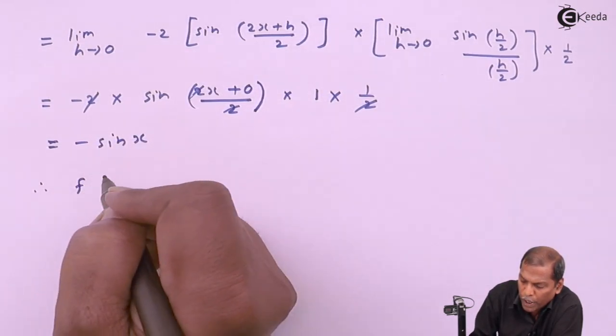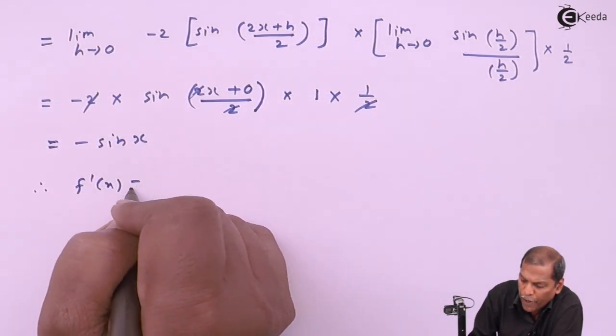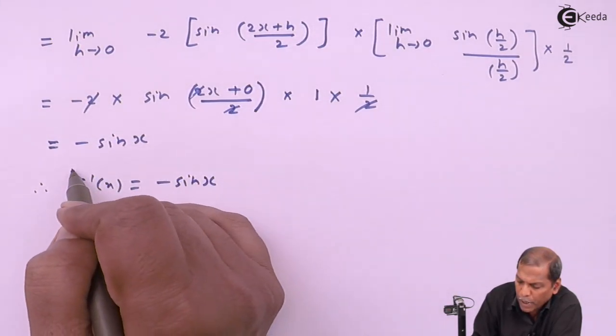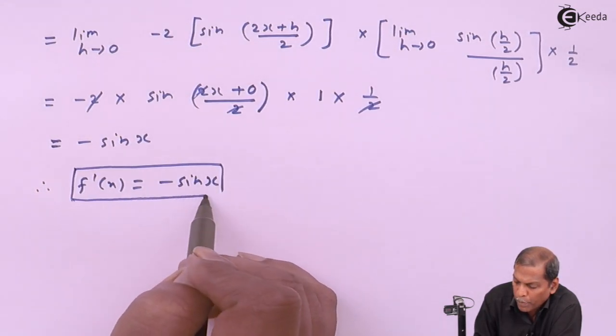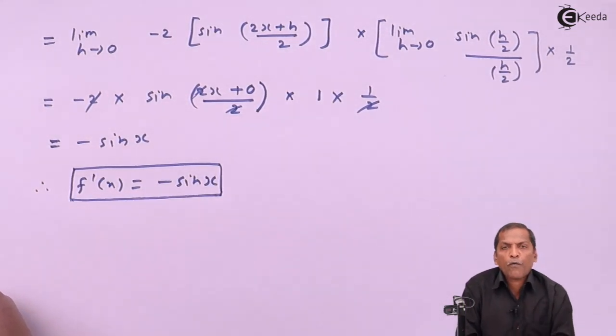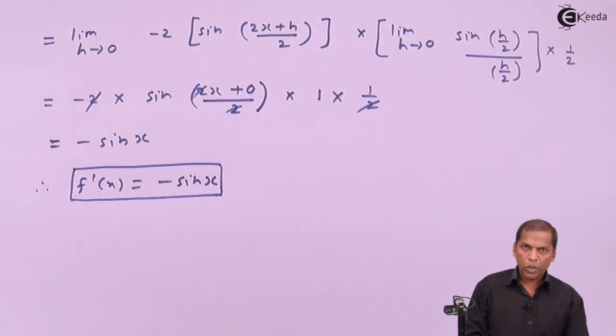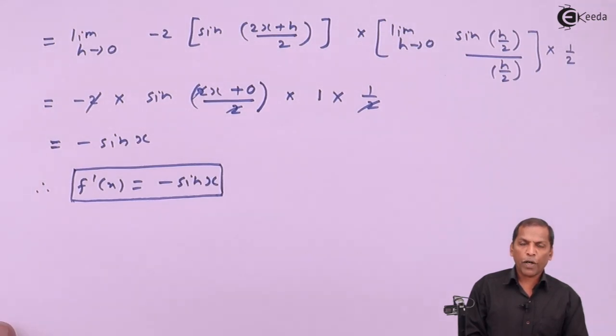So in this way we prove f'(x) is equal to minus sin x. It means the derivative of cos x is minus sin x. So this is a required solution for the given function.